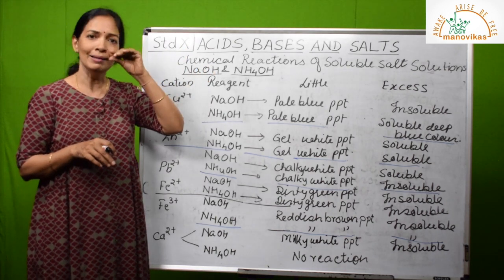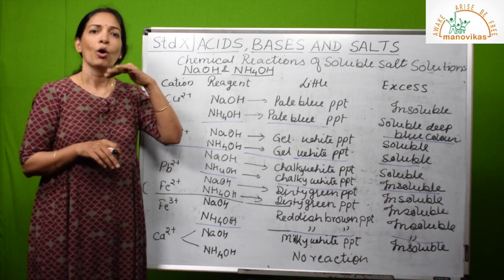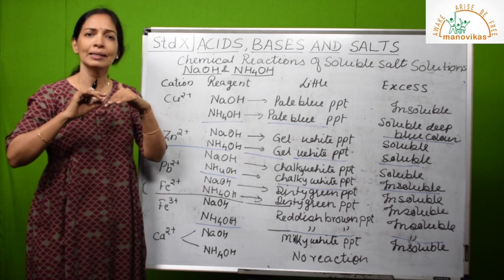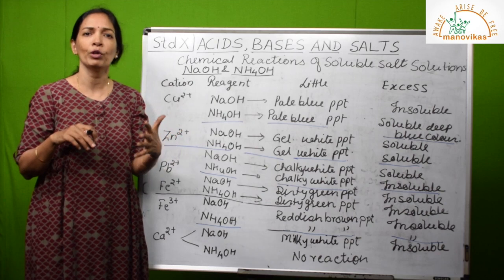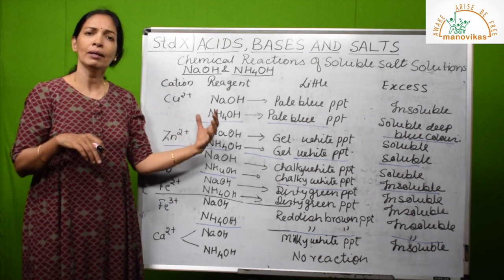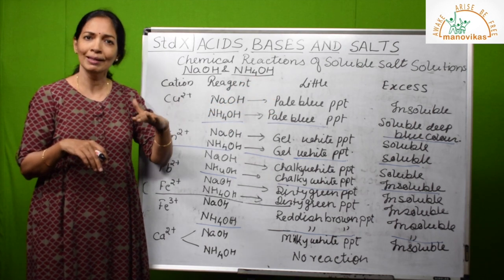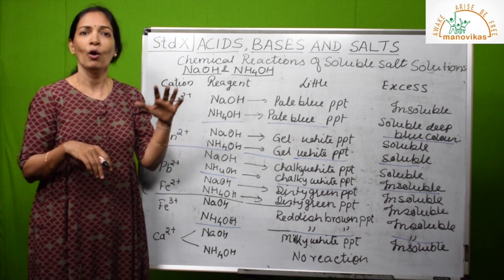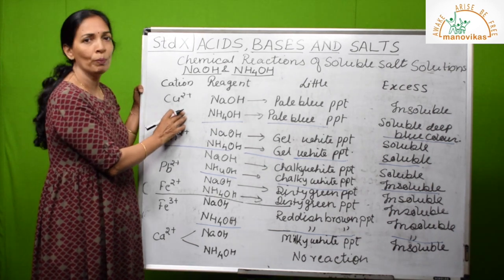First we will add a little, drop by drop, and see the changes. Once the observations are done, then we add excess of sodium hydroxide and see what happens. The precipitate and color of the precipitate will be different with different cations. Okay. Similar thing we will perform with ammonium hydroxide also. First a little and then in excess. So whether the precipitate will dissolve or not. Okay. So first we are starting with copper 2 plus ion.